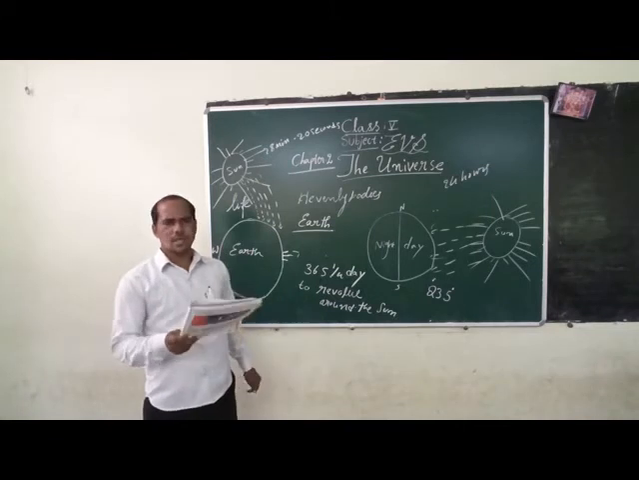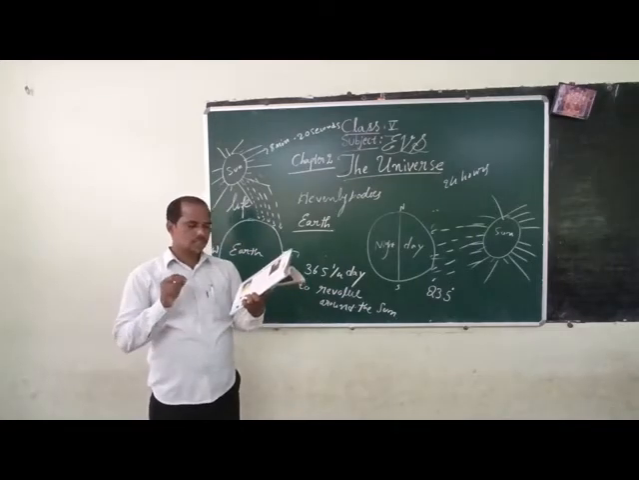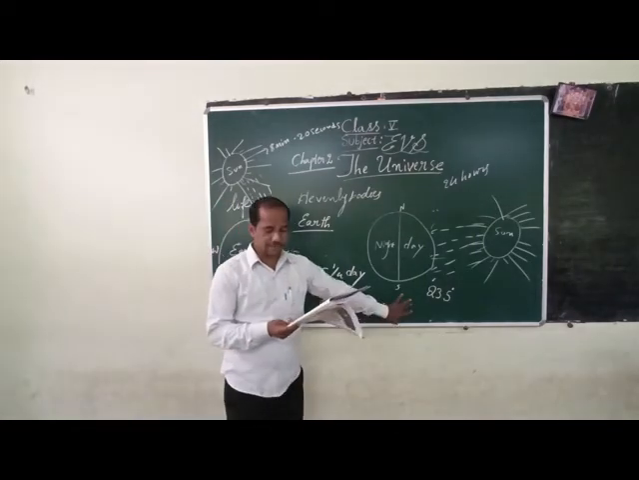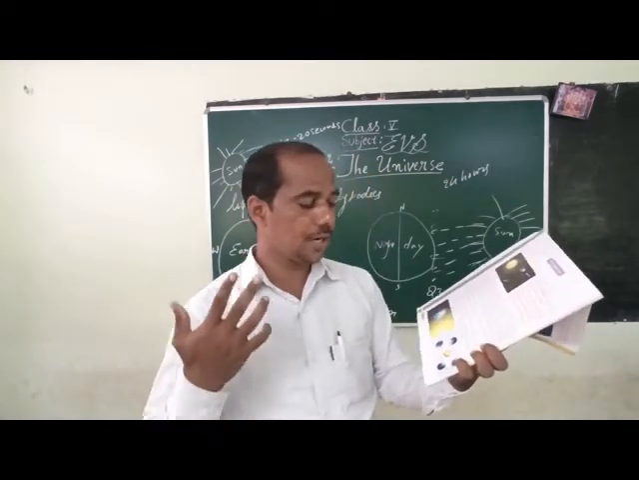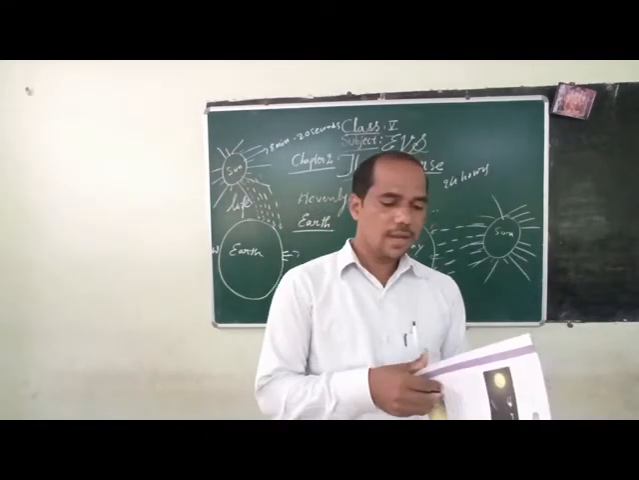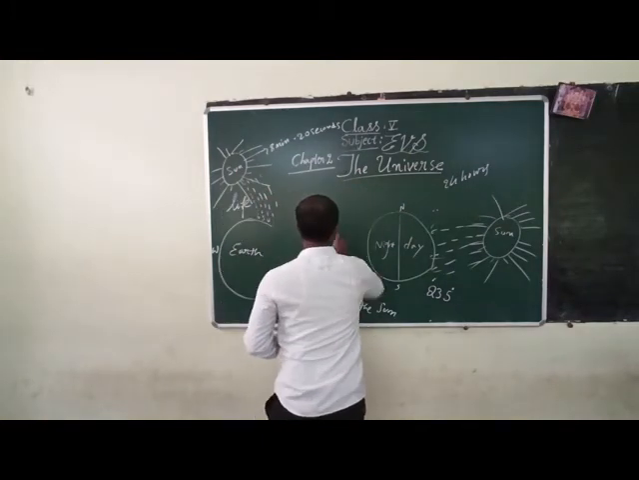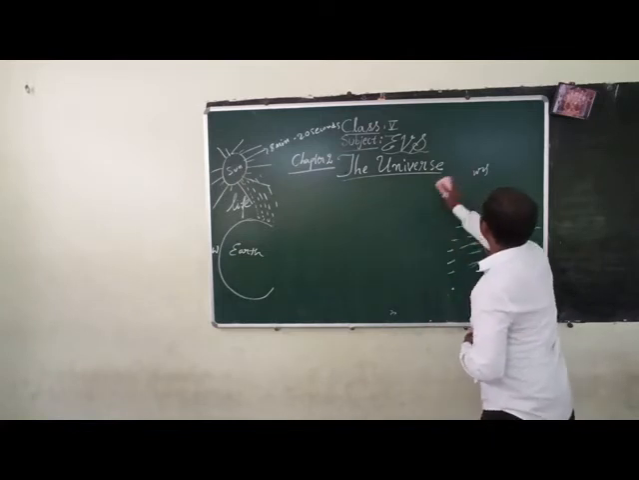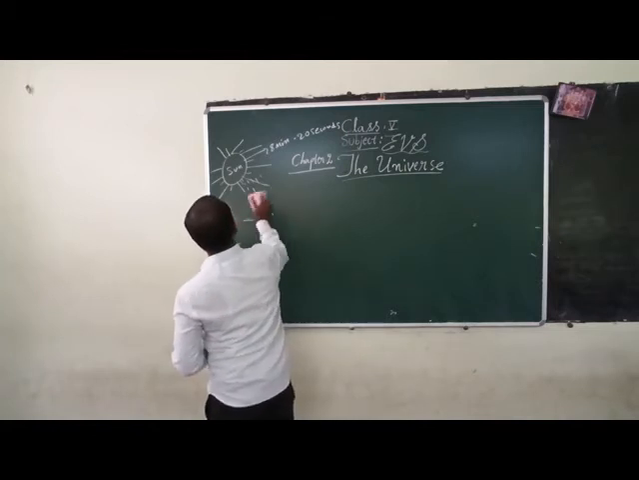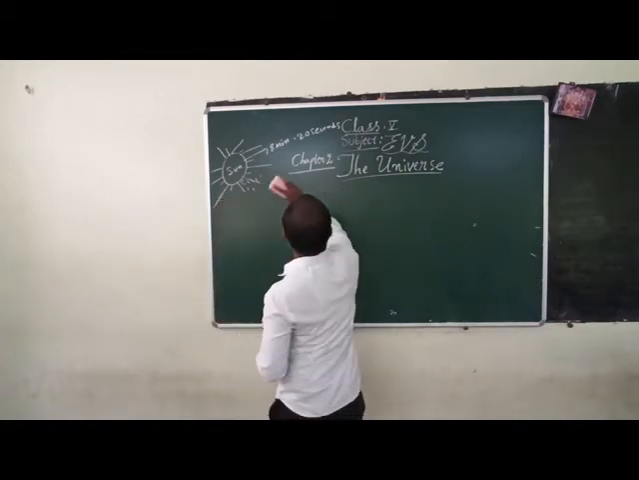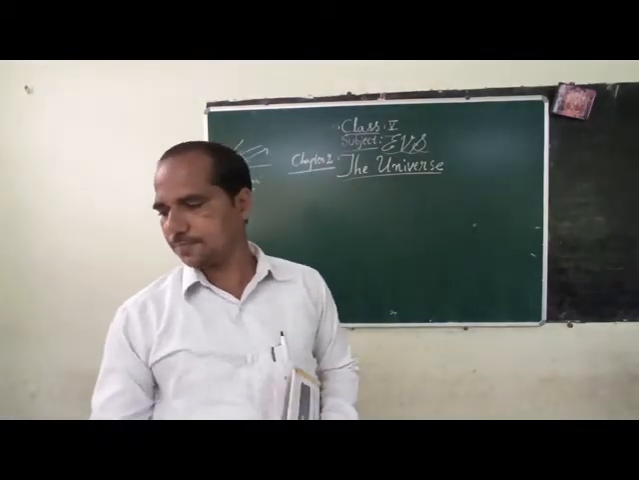In this process, seasons occur because of the slope of the Earth's axis, at an angle of 23.5 degrees. The seasons that occur are autumn, winter, spring, and summer. Next, let us discuss the sun.